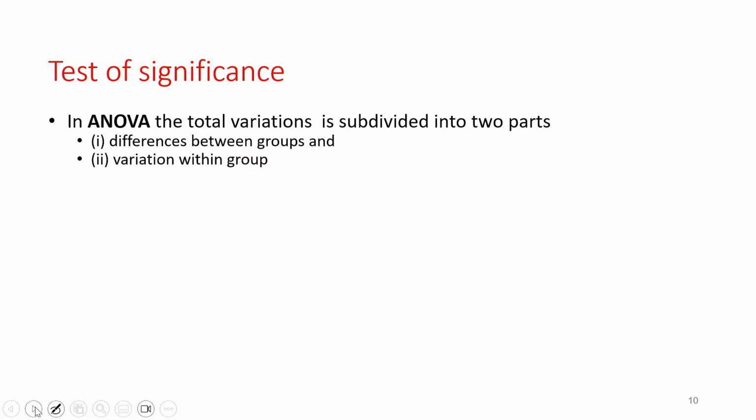Now when you go for a test of significance in ANOVA, the total variation is subdivided into two parts. One, differences between groups or between treatments, and variation within a group or within a treatment. Variation within treatment and variation between treatments.